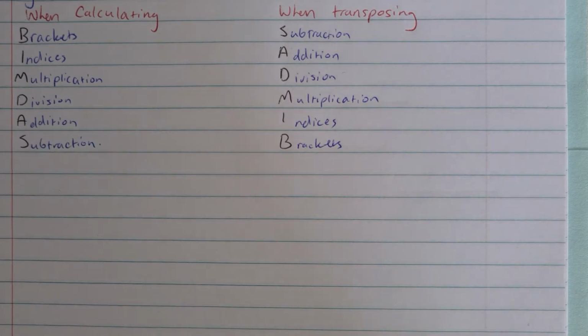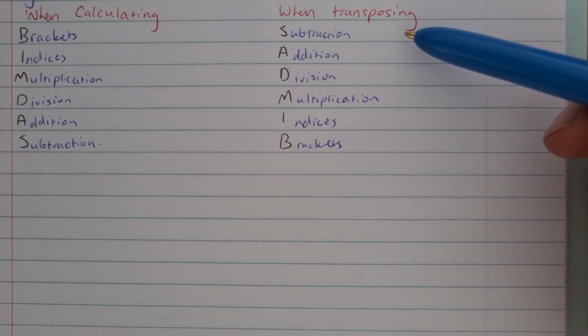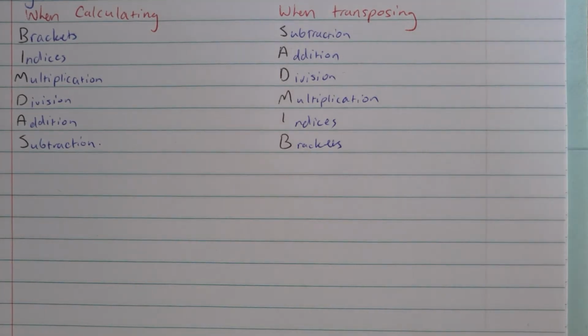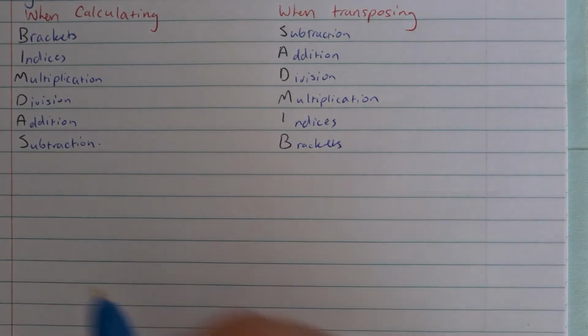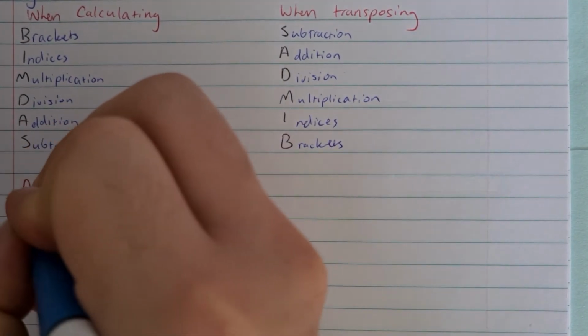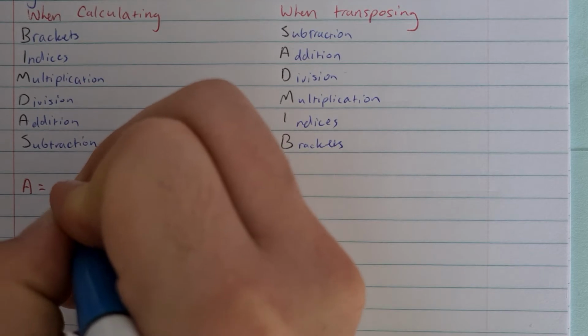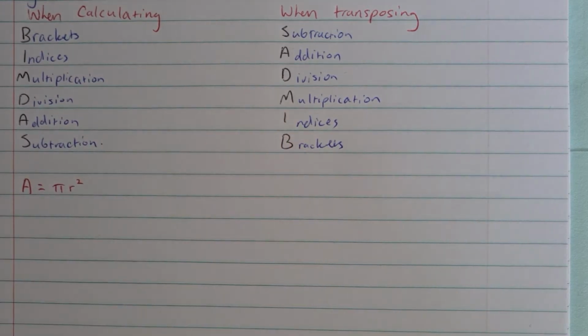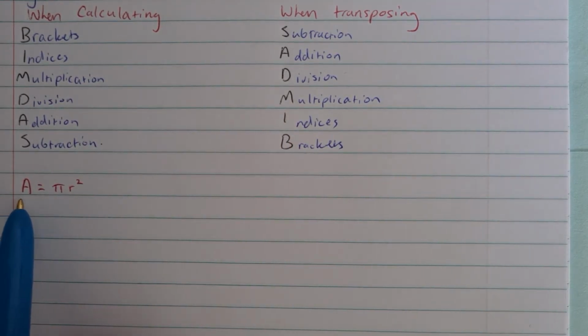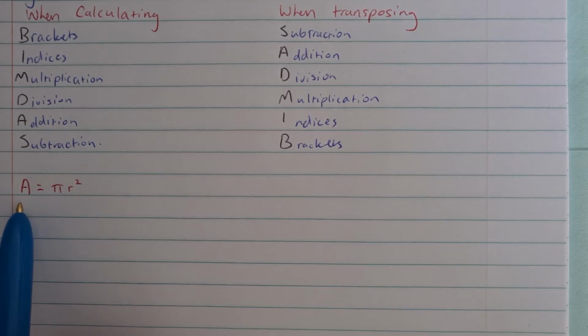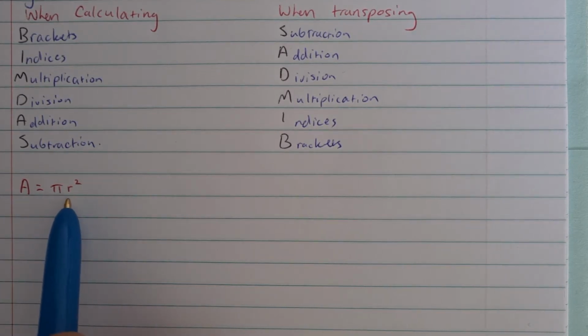When we're transposing or rearranging an equation, however, you actually need to work backwards. So we'll do some examples to show you what I mean. Let's first start with the area of a circle, because we used that before. We had A is equal to pi r squared. So let's say you knew what the area of the circle was, and you want to work backwards to find out what the radius is.